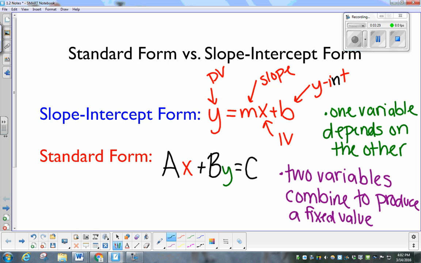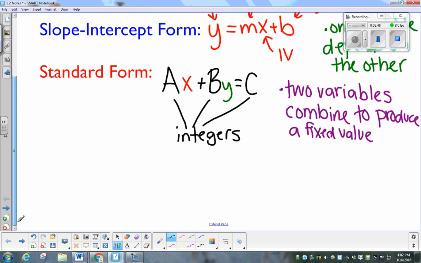When you write something in standard form, A, B, and C should all be integers. So those are whole numbers: 1, 2, 3, 4, 5, 6. They could be negative as well. So an example of something in standard form might look something like 2x minus 3y equals 7. Something like that. That's in standard form.